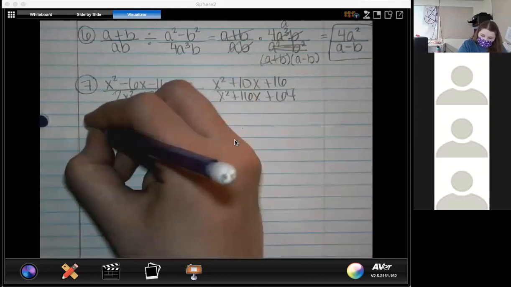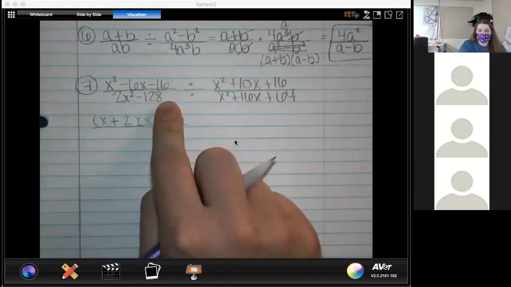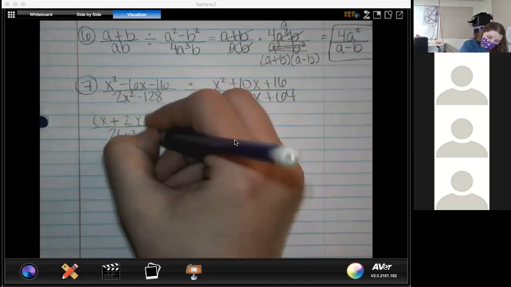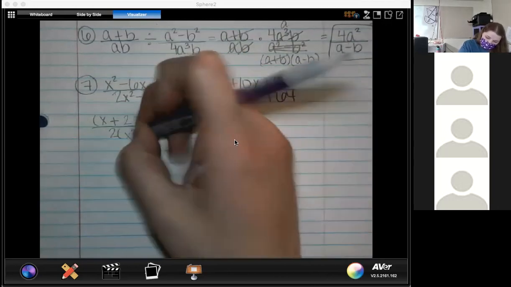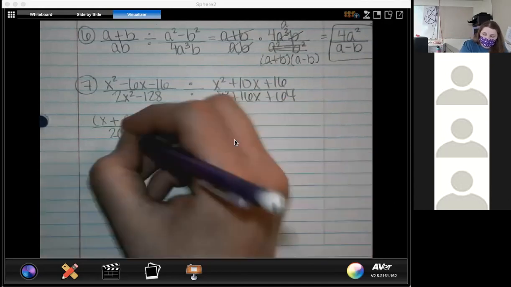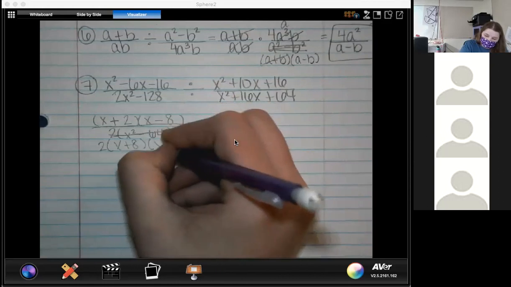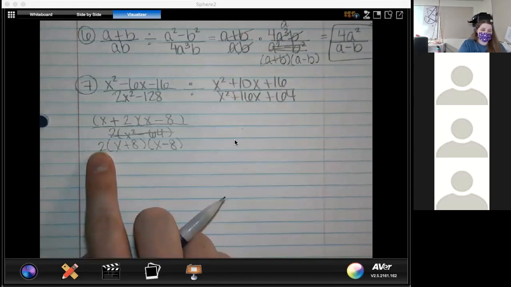Then we look in the denominator. We have 2x squared minus 128. There's a factor of 2 on both of those, so I take out a 2, which gives me x squared minus 64. X squared minus 64 is a difference of squares, so we simplify even further to x plus 8 times x minus 8, and the 2 stays on the outside. So 2 times x plus 8 times x minus 8.